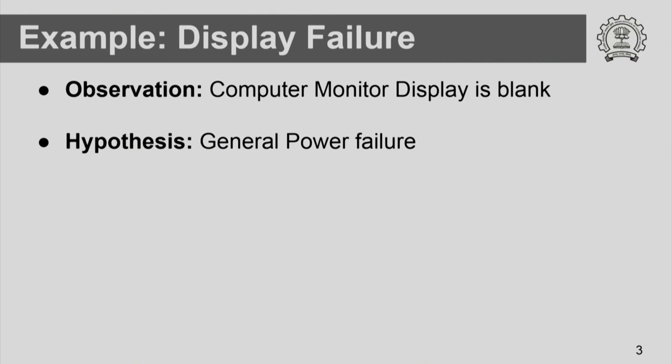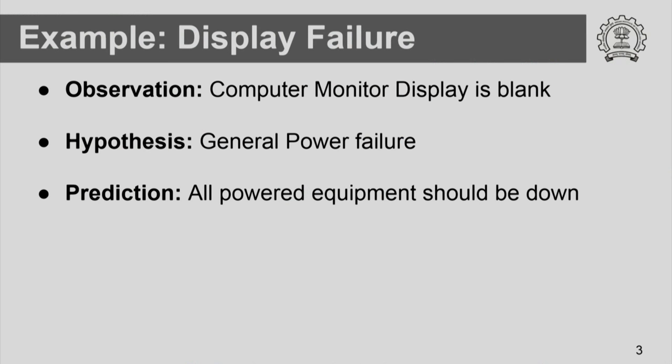Let's say in this room, the computer monitor display is blank. This is an observation. And now, to understand the causative mechanism, I want to apply the scientific method. So let's hypothesize. The first hypothesis that I propose: general power failure. Now, if there is a general power failure, I can use this hypothesis to predict some other phenomena. For example, I can say that all powered equipment in this room should be down. This is a consequence of hypothesizing that there is a general power failure.